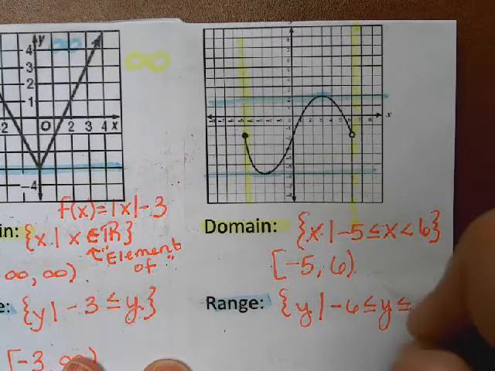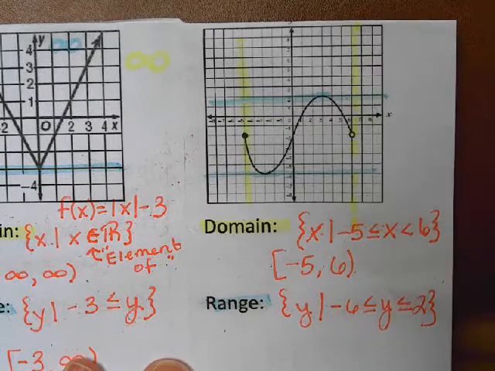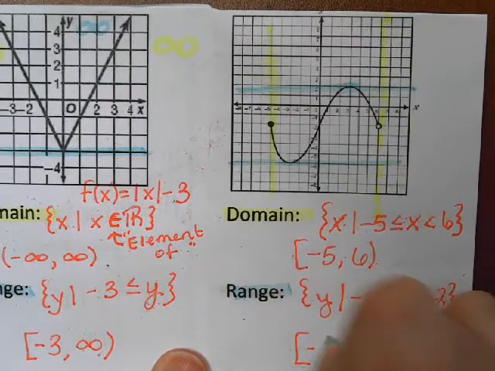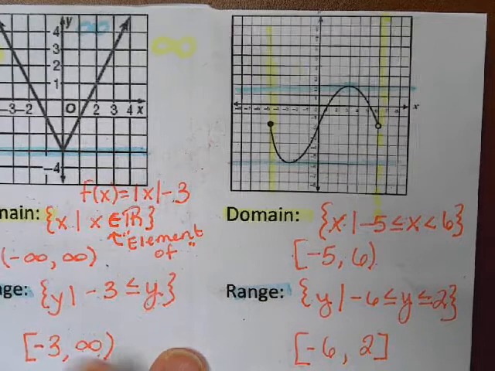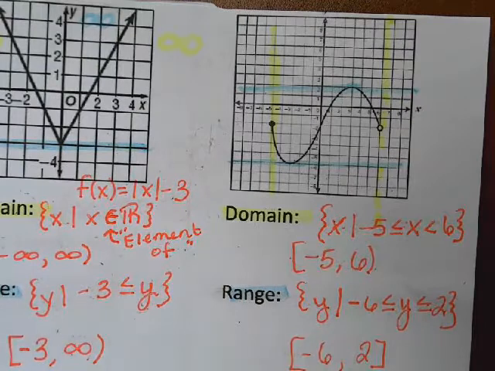What about the range? That line means such that. Negative 6 is less than or equal to y, which is less than or equal to 2. Excellent. Is this f of x equals 1 over x? No, this is not f of x equals 1 over x. That's a great question. I'll go over that in my other video.